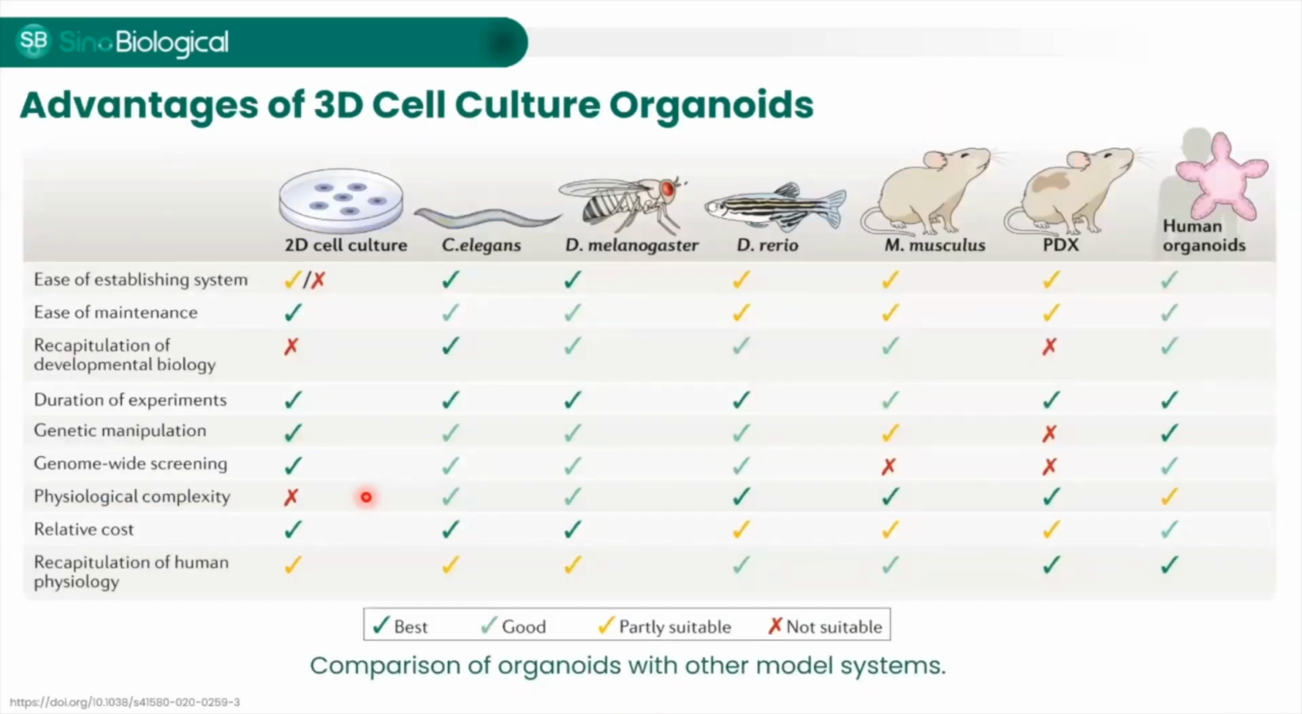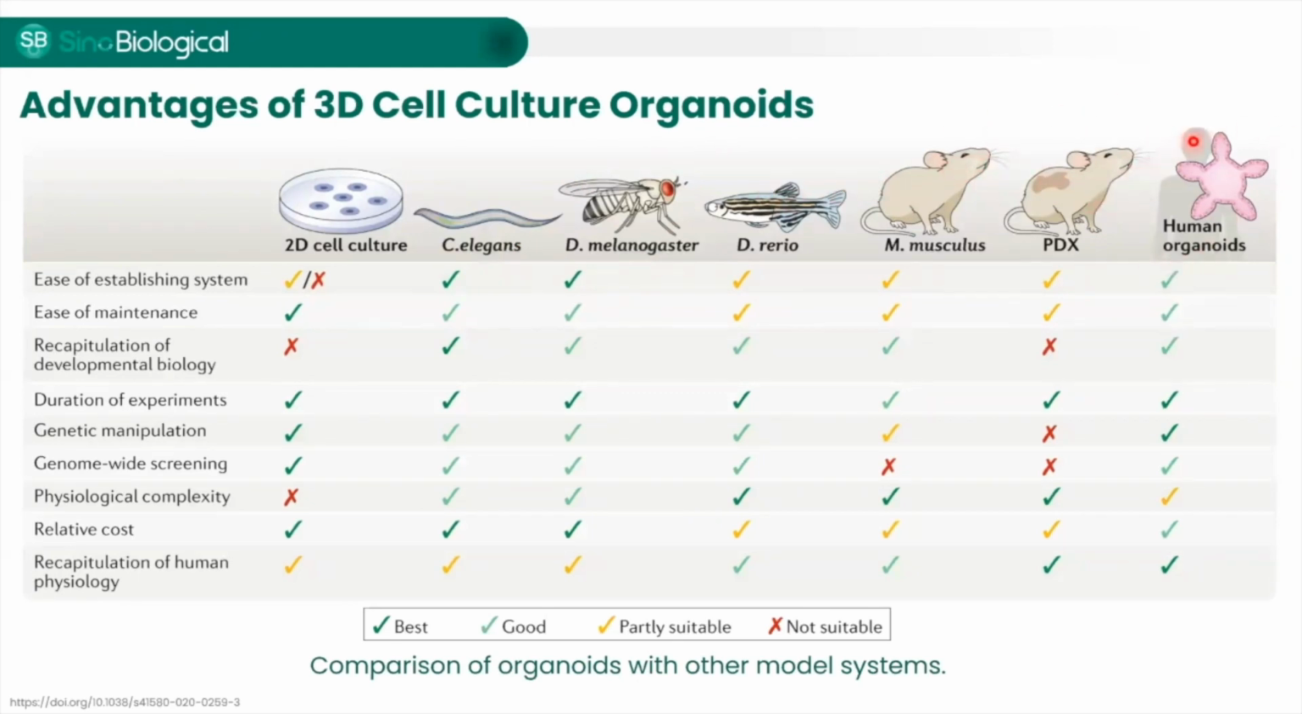While we have emphasized the 3 R's of research earlier in this talk and how organoids can reduce or even potentially eliminate the need for model organisms, this table here offers a side-by-side comparison of some key features between organoids and other animal models and cell culture models that are commonly used in research. So comparing the 2D cell culture and these animal models: C. elegans, Drosophila melanogaster, zebrafish, mice models, and PDXs.